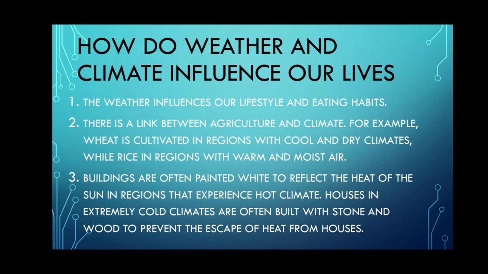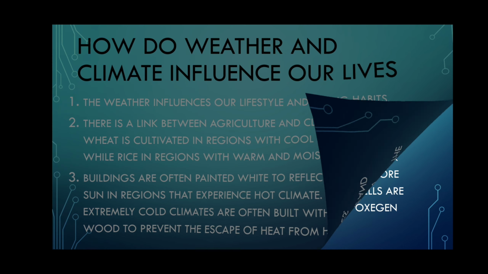How do weather and climate influence our lives? The weather influences our lifestyle and eating habits. There is a link between agriculture and climate. For example, wheat is cultivated in regions with cool and dry climates, while rice in regions with warm and moist air. Buildings are often painted white to reflect the heat of the sun in regions that experience hot climate. Houses in extremely cold climates are often built with stone and wood to prevent the escape of heat from houses.